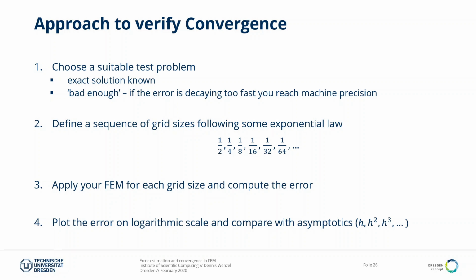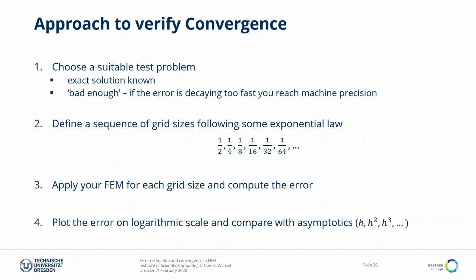Why am I using a logarithmic scaling? Well, the reason is if you have an error decay that is, for example, quadratic or even cubic, then it's difficult to verify whether it has the correct decay rate with a linear scaling, because then you will see a parabola or a cubic function. And when you want to compare with asymptotics, so what is an asymptotic here? This means that I'm simply prescribing a function that is exactly following the requested law.